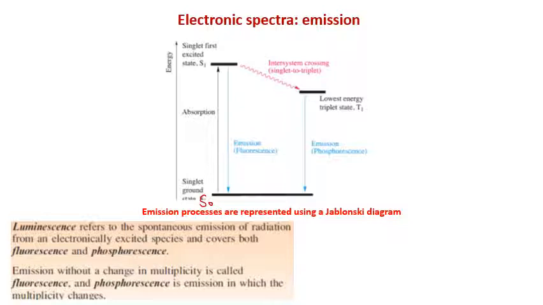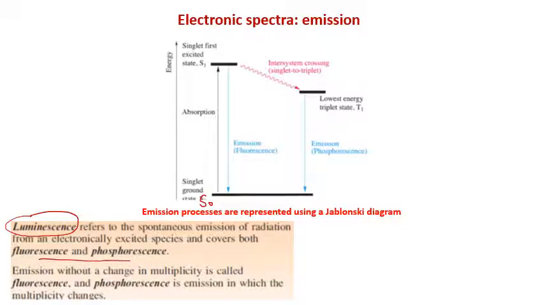But in the case of emission spectroscopy, the process is different. The decay of an excited state back to the ground state may take place by a radiative pathway or a non-radiative process. The spontaneous emission of radiation from the excited state is called luminescence. So what is luminescence? Luminescence refers to the spontaneous emission of radiation from an electronically excited state, which covers both fluorescence and phosphorescence. I will come to this part.